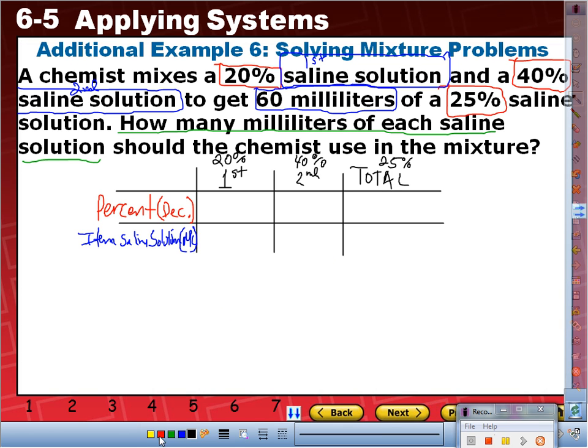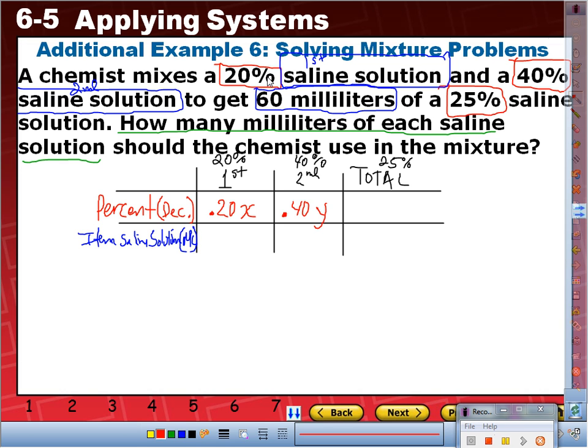All right, so let's see. How can we write 20% as a decimal? 0.20. How about 40%? 0.40. So now, check this out. 0.20 and 0.40. How can we distinguish that this is the first one and this is the second one, unless we label it, right? So what can we label this one? X, very good. How about this one? Y. Okay.